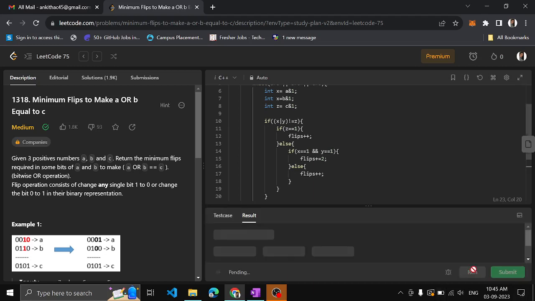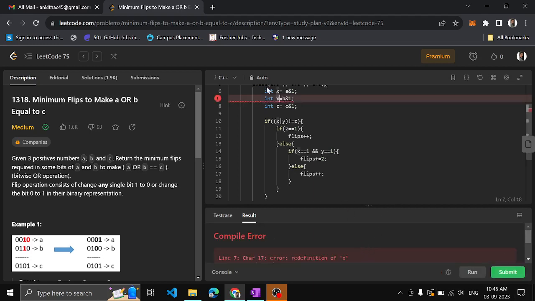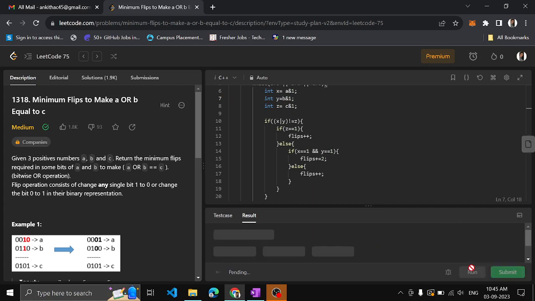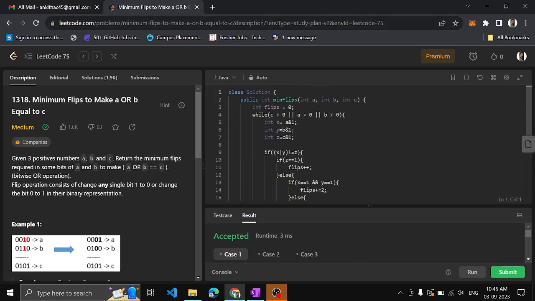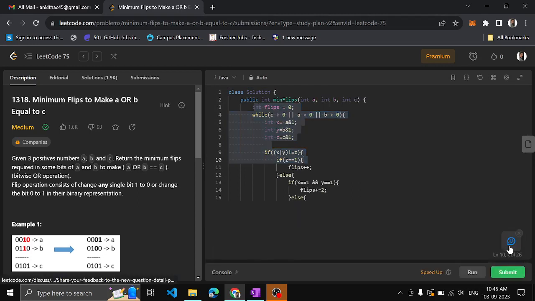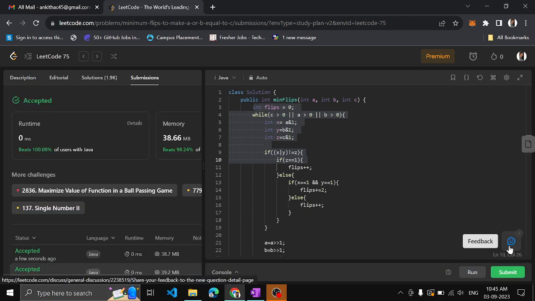Okay, this should be y. Yeah. And for Java also the same logic, no syntax change you have in this. So we shall submit this. Yes, successfully submitted.